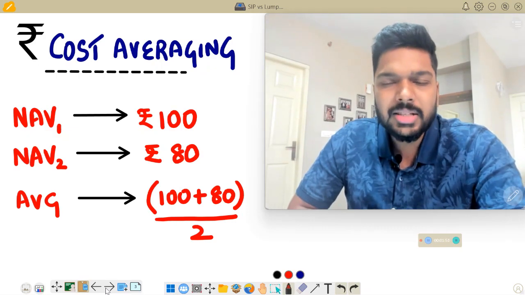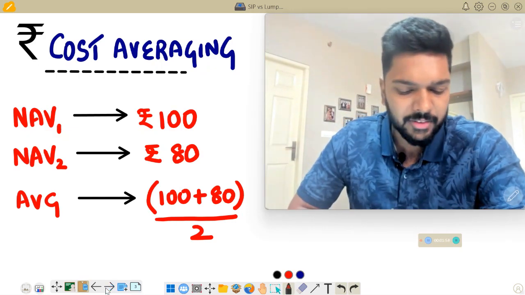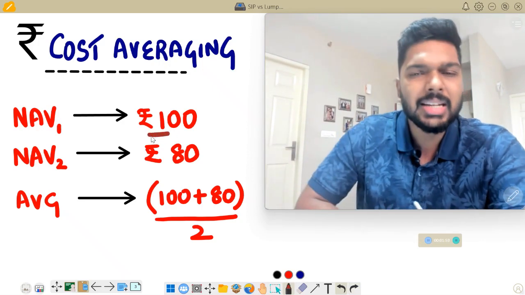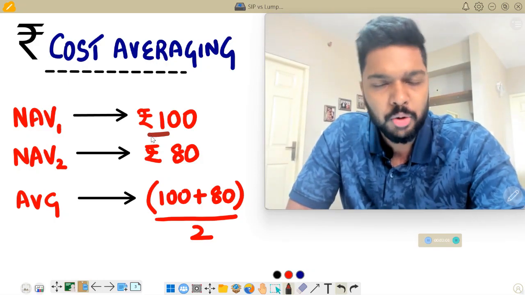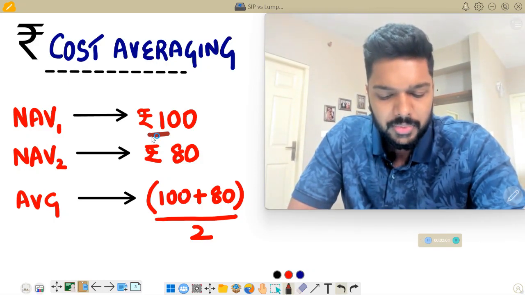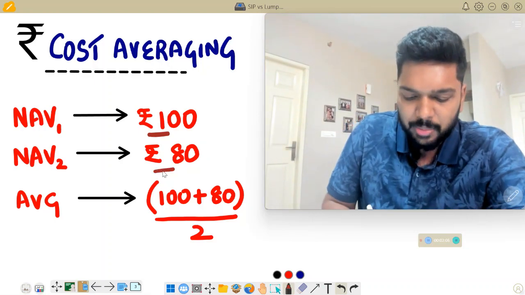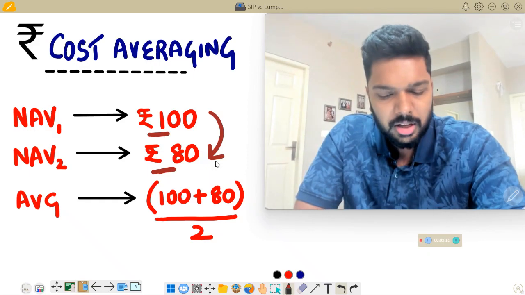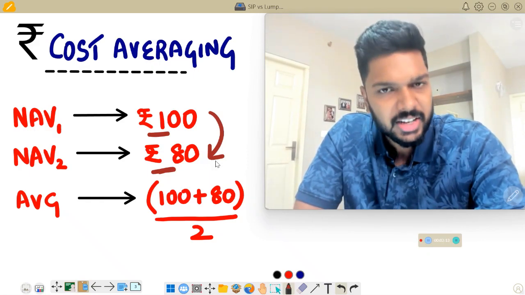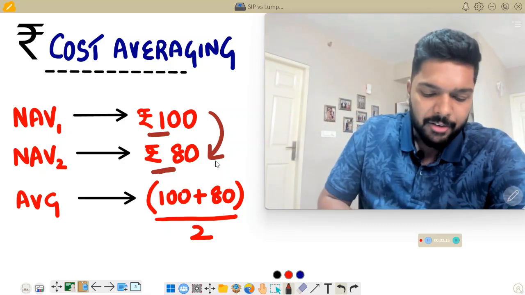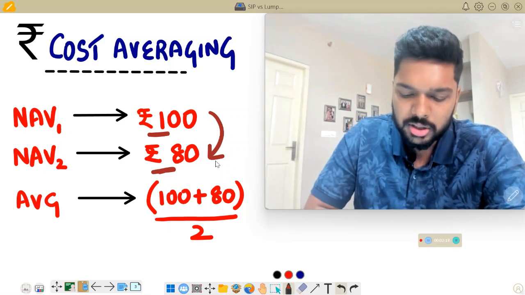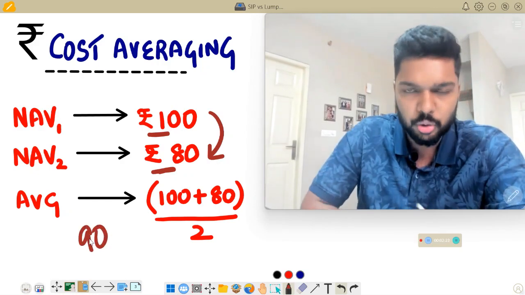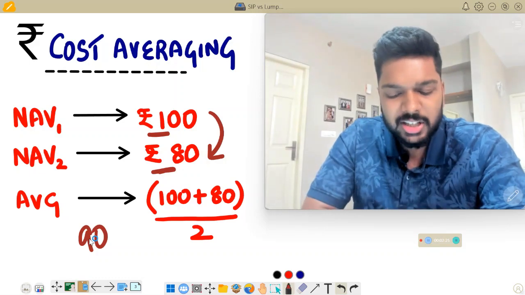So say you want to invest into 1 unit of a mutual fund. The NAV at this first SIP installment is around 100 rupees. NAV is nothing but the net asset value, the value parameter for mutual funds. The NAV for your second SIP is rupees 80. That means the market is going down. But over a period of time, because you're doing a systematic investment every month, your average cost or loss is sort of averaged out. It is not 80 rupees, it is 90 rupees because it's 100 plus 80 divided by 2. It is the average of these two NAVs put together.